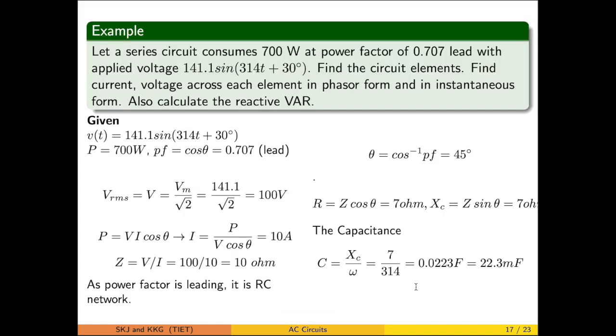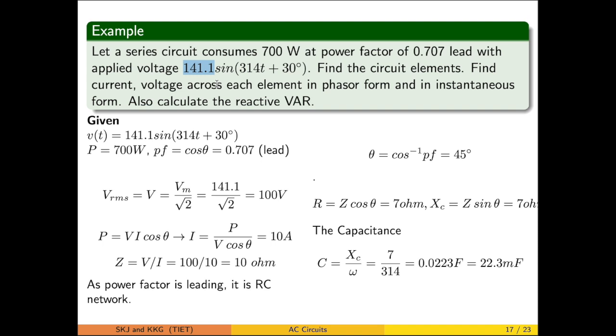Now take one example where the circuit is consuming 700 watt, having a power factor of 0.707 lead, and having the applied voltage of 141.1 sine of 314t plus 30 degree, and we have to find out the circuit elements. Please be mindful that this is the peak value Vm. If you are calculating the RMS value, it is to be divided by root 2, which results in 100 volt.